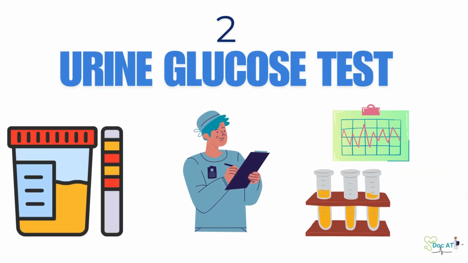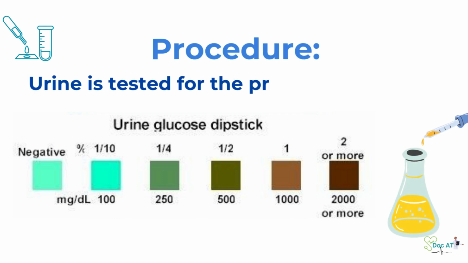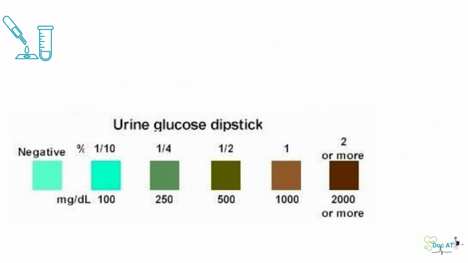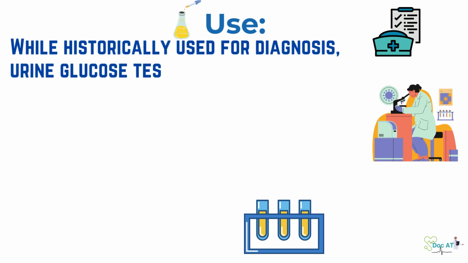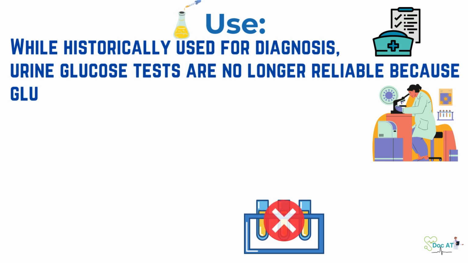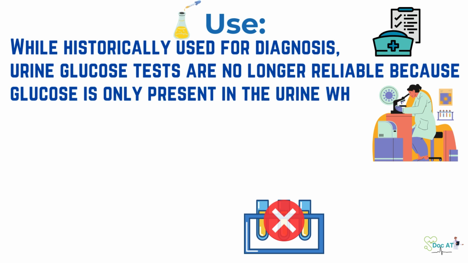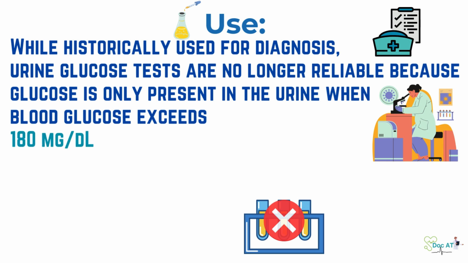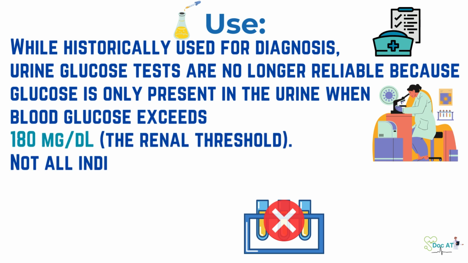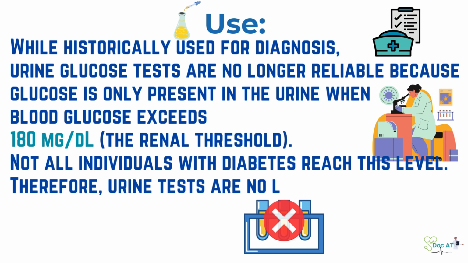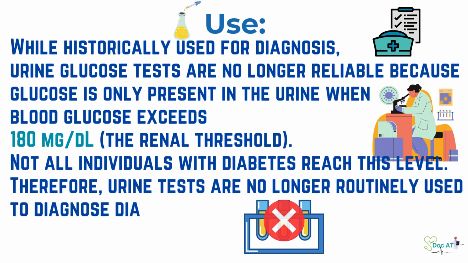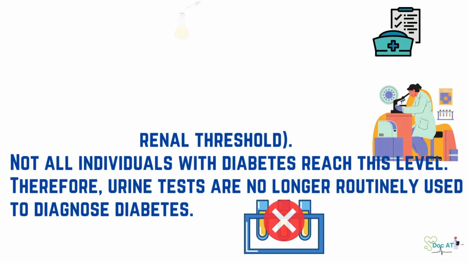2. Urine glucose test. Procedure: urine is tested for the presence of glucose. Use: while historically used for diagnosis, urine glucose tests are no longer reliable because glucose is only present in urine when blood glucose exceeds 180 milligrams per dl, the renal threshold, and not all individuals with diabetes reach this level. Therefore, urine tests are no longer routinely used to diagnose diabetes.